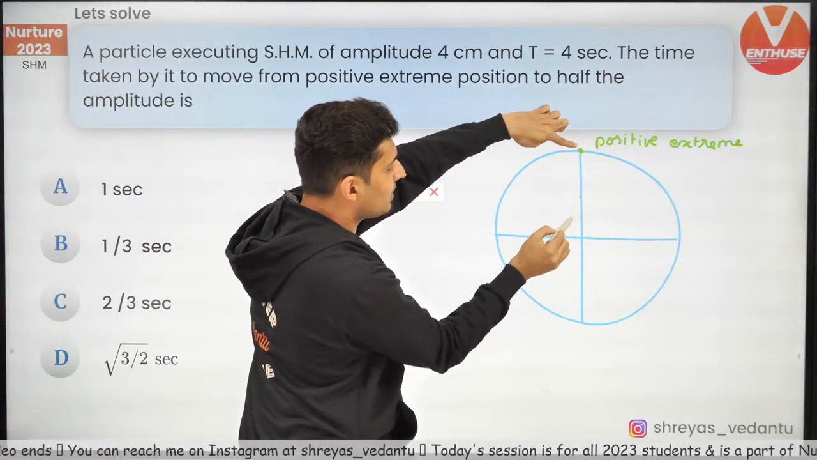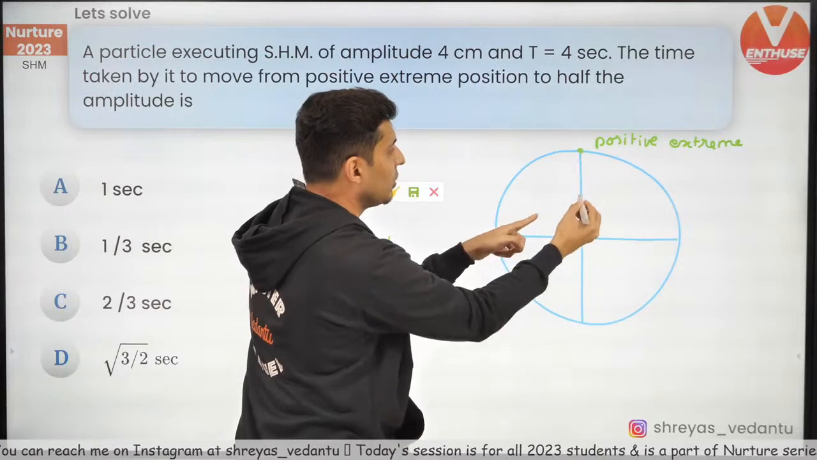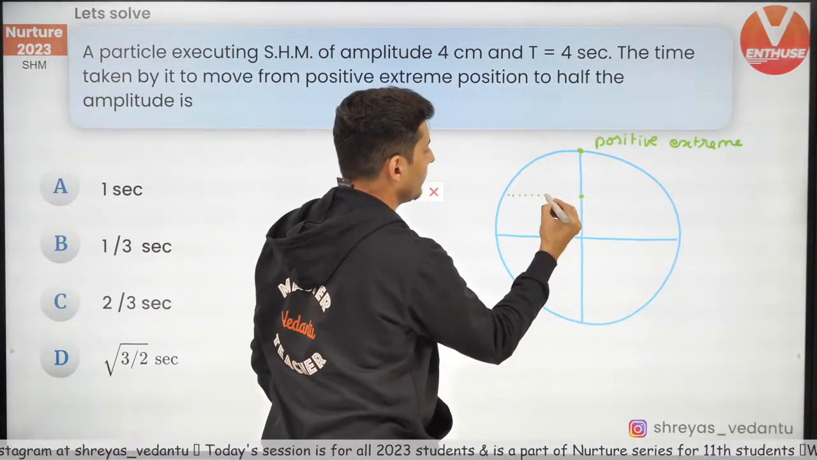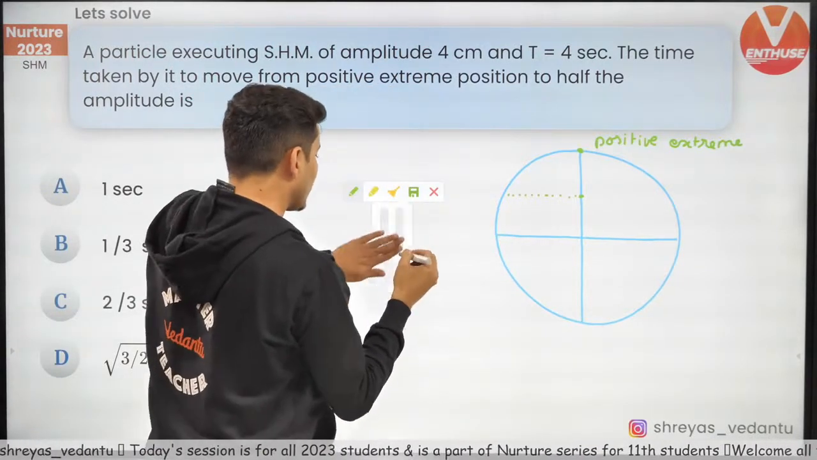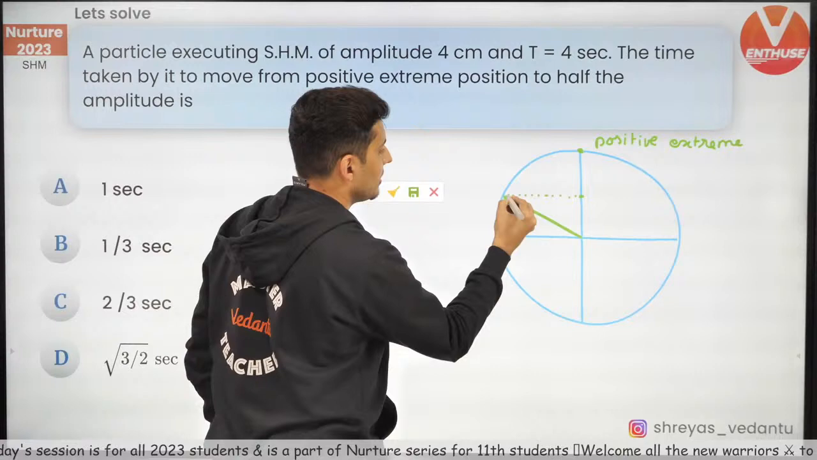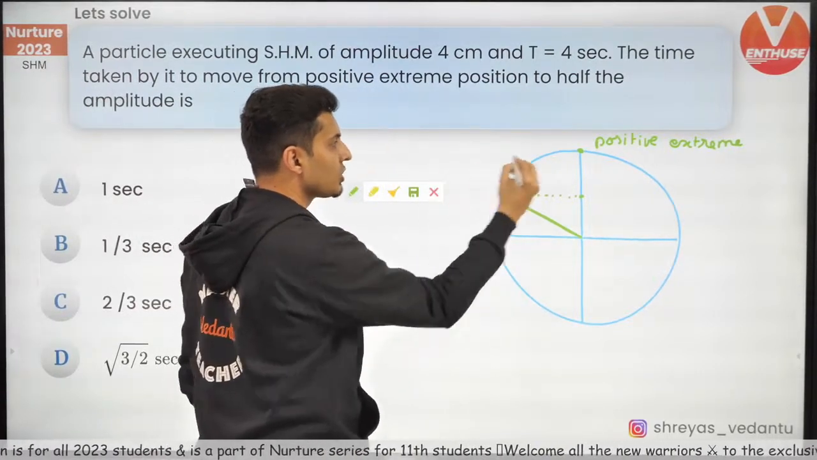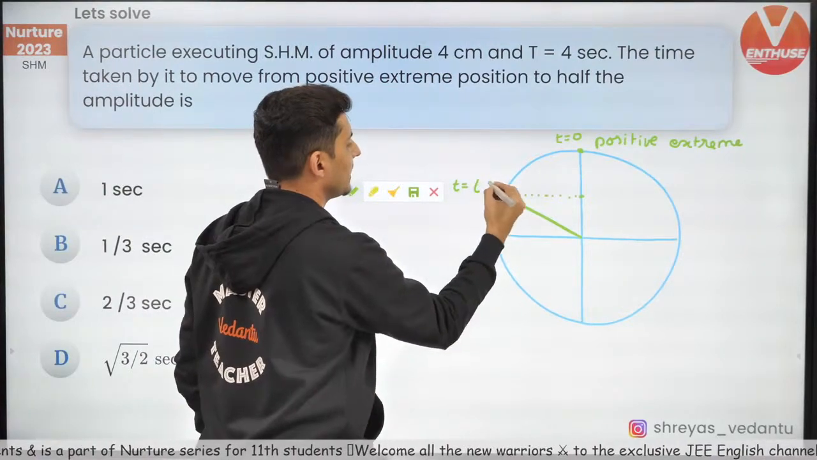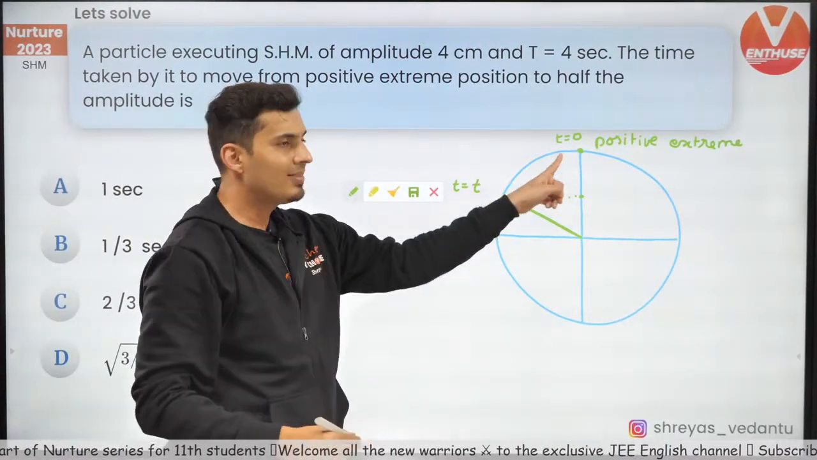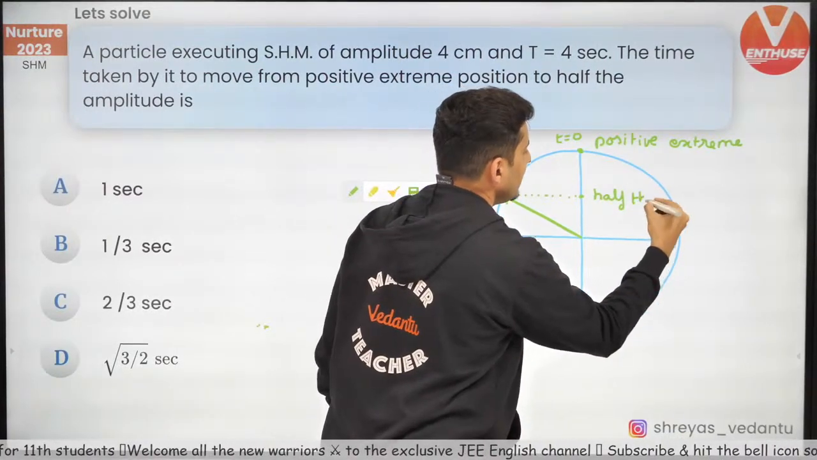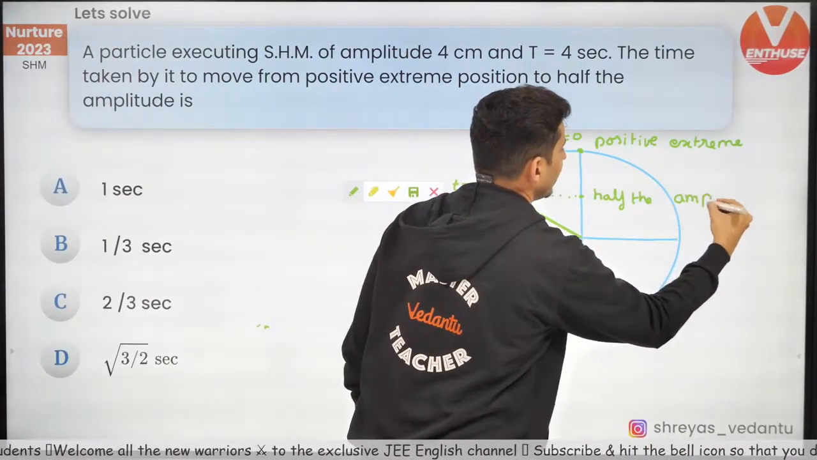Half the amplitude means here. So if it has to go from here to half the amplitude, the shadow should fall from here. That means the phasor must be somewhere over here. Do you guys agree with it? So it starts over here and it comes over here in some time t. See if this is understood. So this is basically half the amplitude.